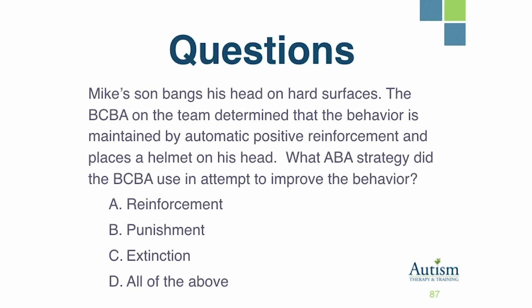Mike's son bangs his head on hard surfaces. The BCBA on the team determined that the behavior is maintained by automatic positive reinforcement and places a helmet on his head. What ABA strategy did the BCBA use in an attempt to improve the behavior? A. Reinforcement. B. Punishment. C. Extinction. Or D. All of the above.